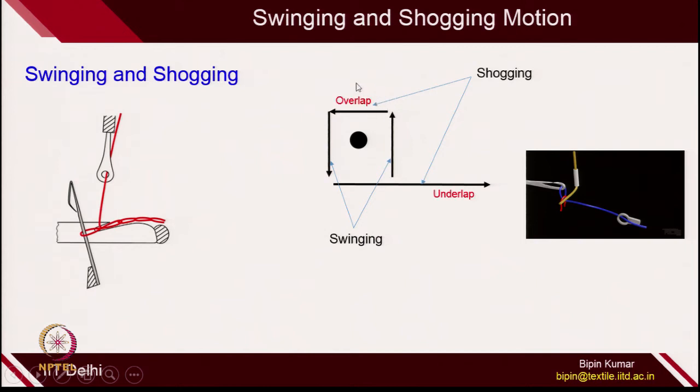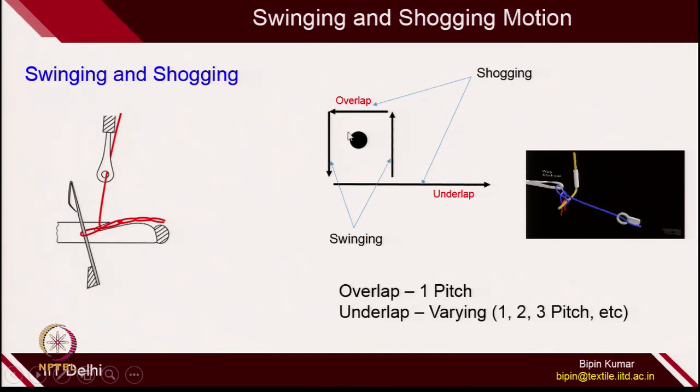So, the first shogging motion, which is on the front side of the needle, is called overlap, and the second shogging motion, which is at the back side of the needle, is called underlap. So, you can see it in the figure. After swinging, the guide bar swings and then it is shogging on the front side. This is shown here in this animation. So, this part can be observed in this particular animation. It first swings, then shogs, and then swings back. After that, it is doing the motion at the back side.